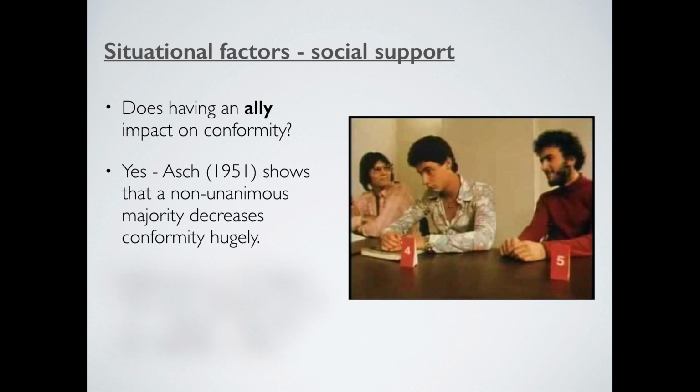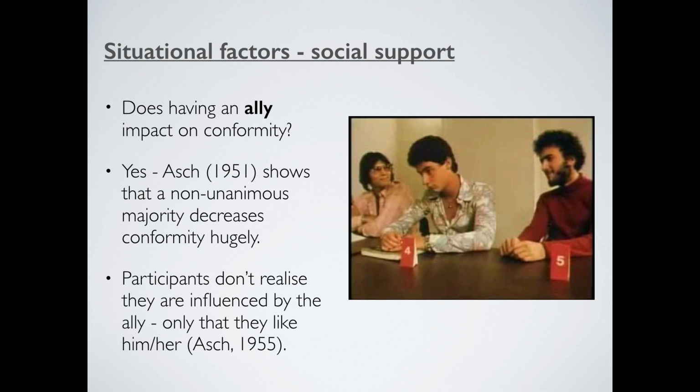Now what's interesting about this is that the participants report on interview feelings of warmth and they liked the ally sitting in position number 4, but they didn't realize that they'd been influenced by him. So they weren't actually aware of the impact that this ally had on them. All they knew is that they liked him and they were more likely to go against the group as well.